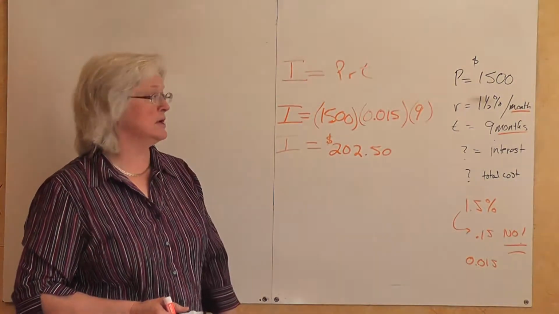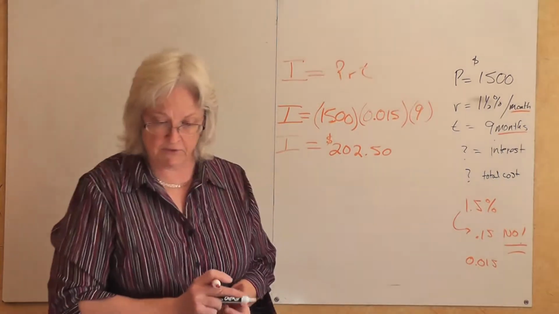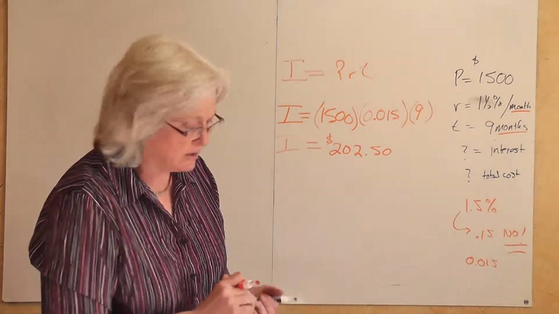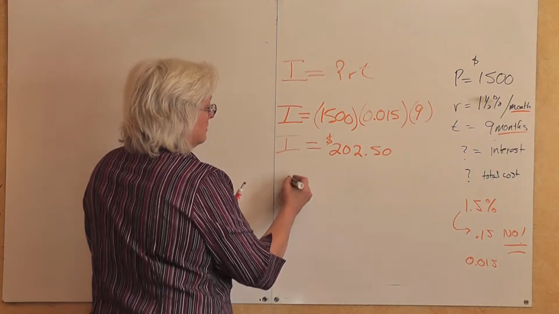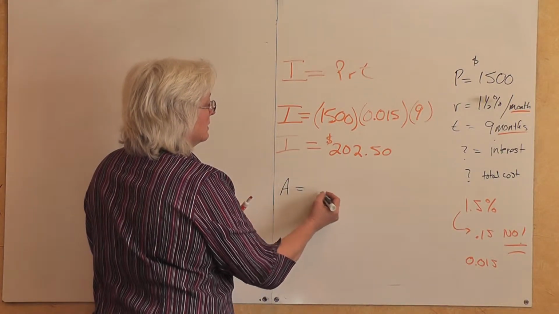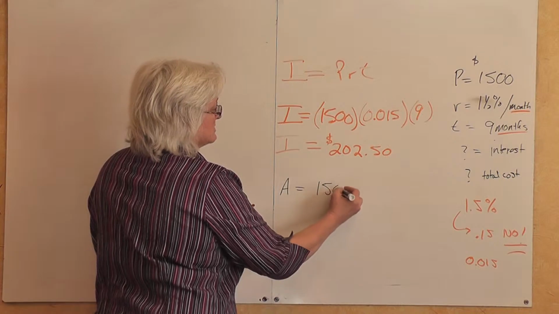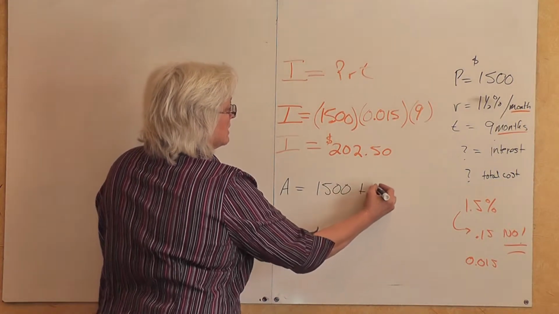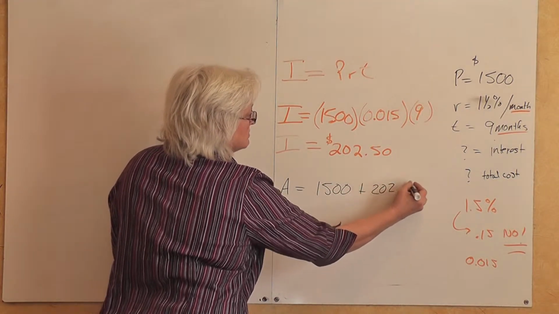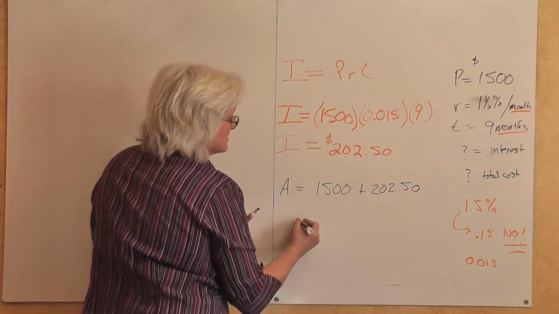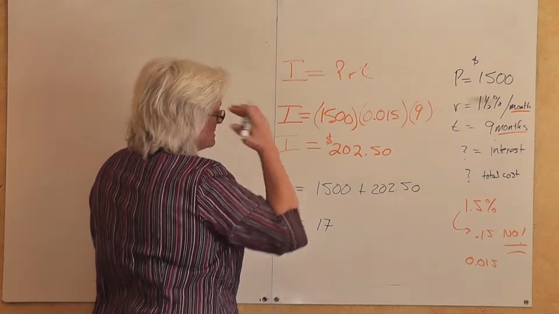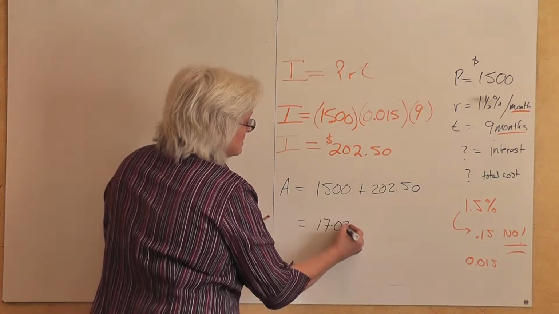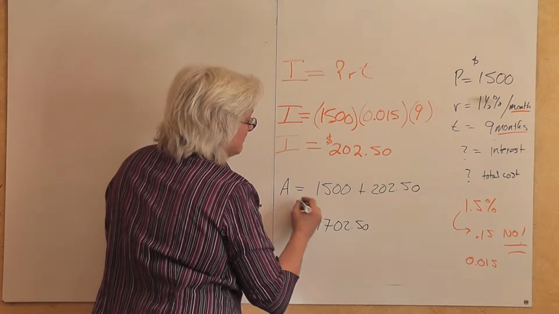The interest here is $202.50, and the total amount that we're paying for the privilege of borrowing $1,500 is the principal plus the interest, which is $202.50. So our total amount is $1,702.50.